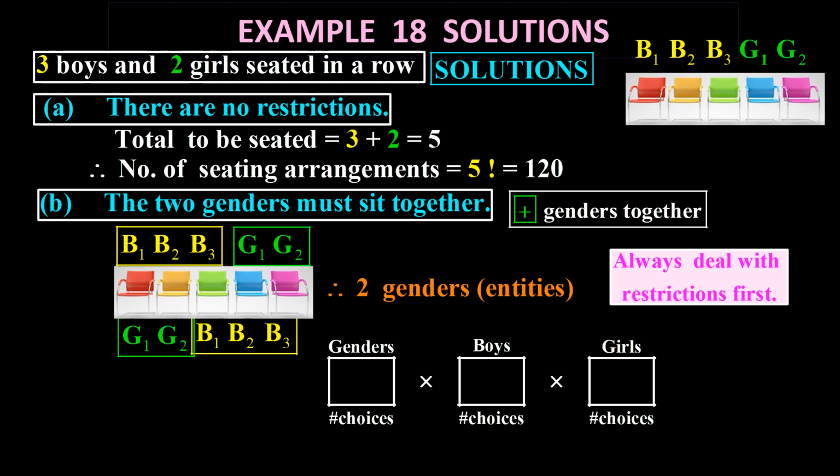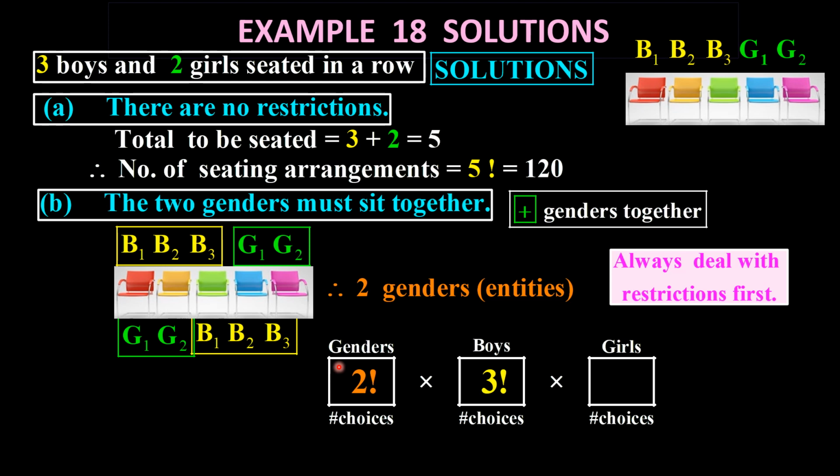So it's actually the boys and the girls. There's 2 genders that we need to arrange there. So let's see now. How many genders are there? There are 2, so you can either have boys and girls, or we can have girls and boys. So there are 2 ways of doing that. And how many boys are there?